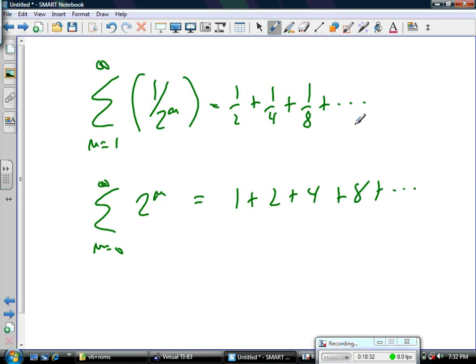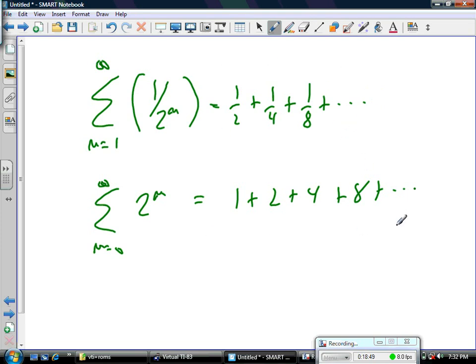No. Well, the terms are going to 0, yes. Well, that's a good point. The terms are going to 0. 1/2, 1/4, 1/8, they're going to 0. 1/16, 1/32, 1/64, right? They're going to 0. And we figured out it added up to what? That was the 1, right? So this one I know it converges.